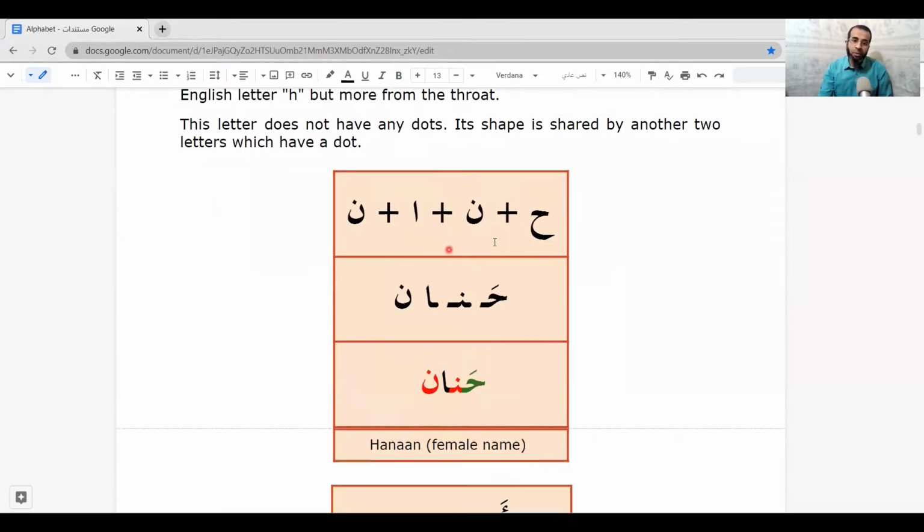Now let's read this word. This word is composed of four letters. The first is ha, then noon, then what? Alif, then noon. So the sounds are ha, na, na. And the ha here has fatha. So will it be he or ha? It will be ha. Hanan. Hanan is a female name.